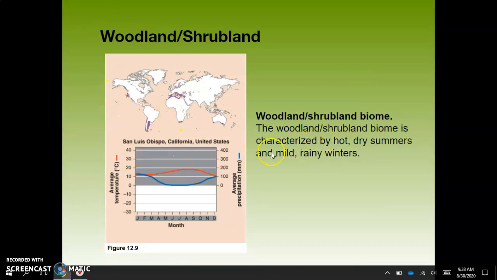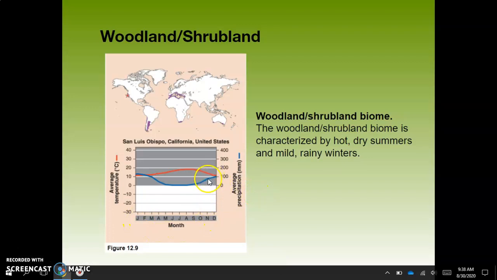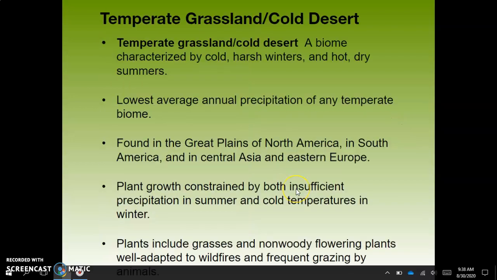Again, hot, dry summers. So we can tell because in the summer months, right, it's really hot. We're getting up there in temperatures, and then the precipitation is low. And then in the winter time, so November through January, February, there's more precipitation. So the precipitation ticks up in the winters and then is lower in the summer.